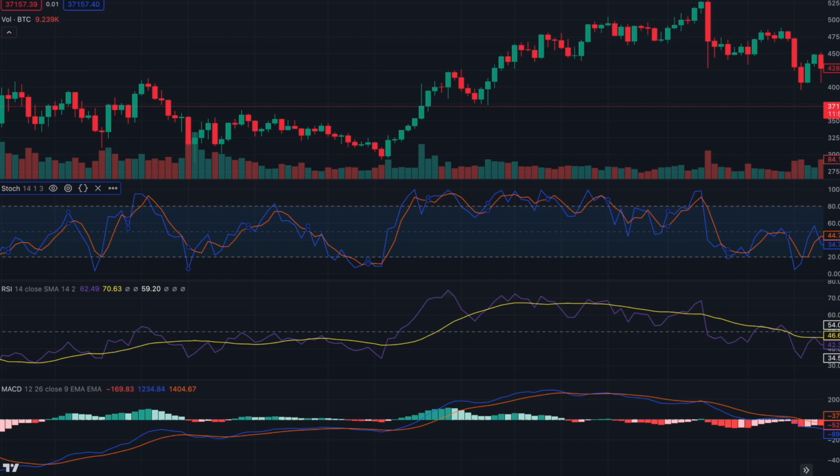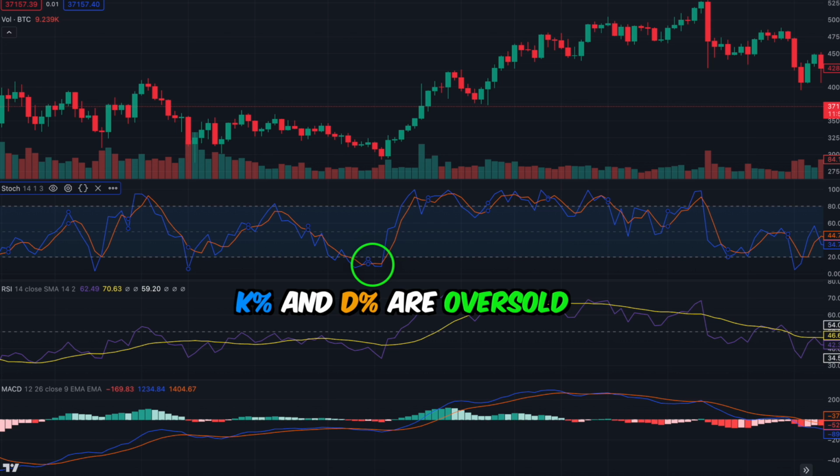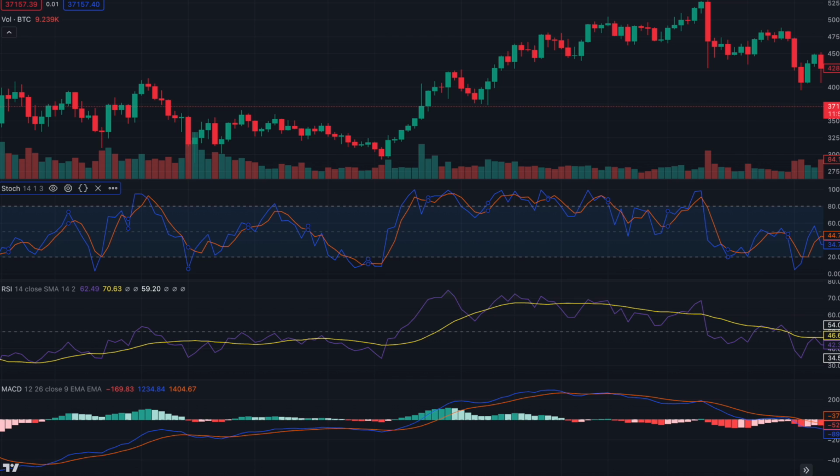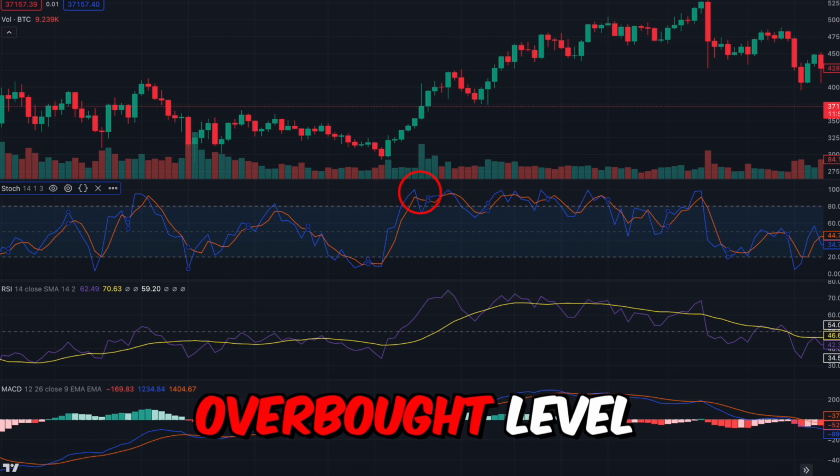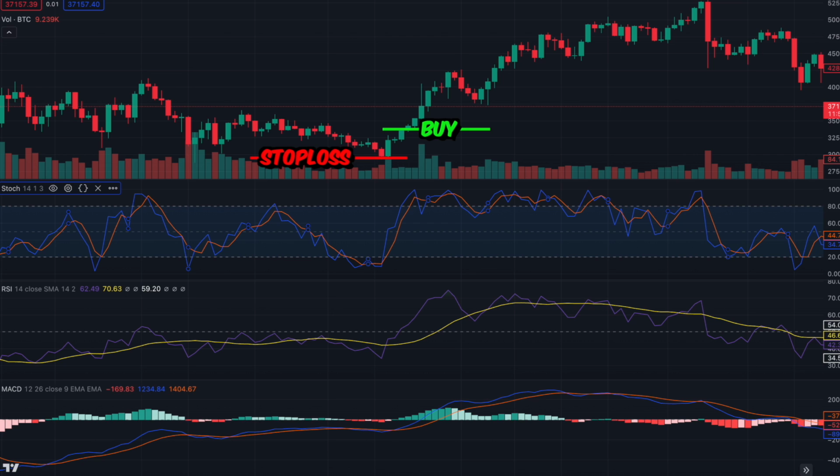Let me show you an example. You can see here in the chart that both the K and D lines are oversold, indicating that you will take a buy position. To confirm the upwards trend, check that the RSI is above the middle line. Additionally, wait for the MACD line to cross above the signal line and ensure that neither of the stochastic lines have reached the overbought level. Once all these conditions are met, take a buy position, place your stop loss below the nearest swing low and set your profit target at 1.5 times your stop loss.